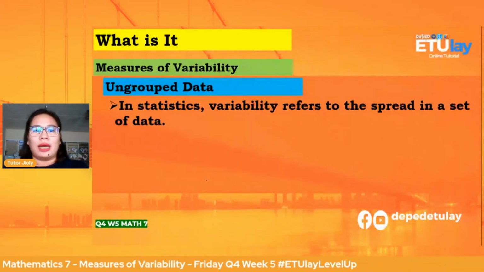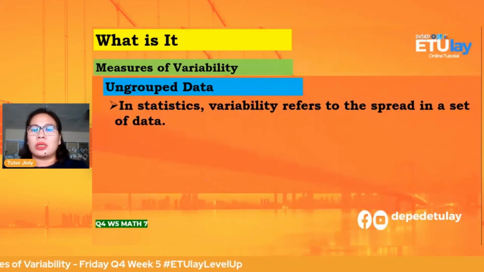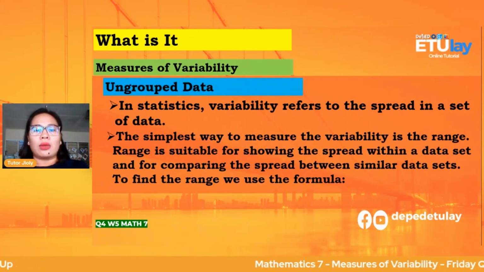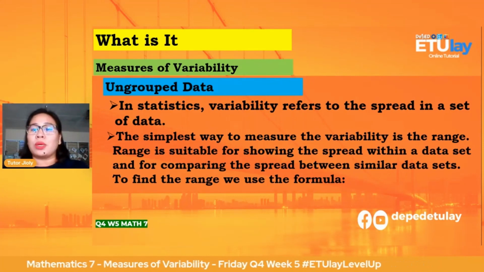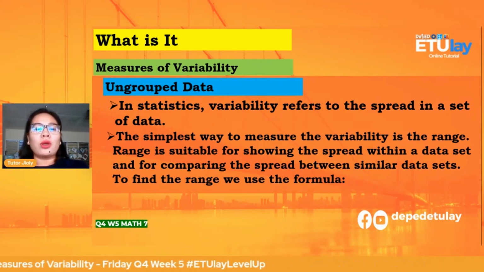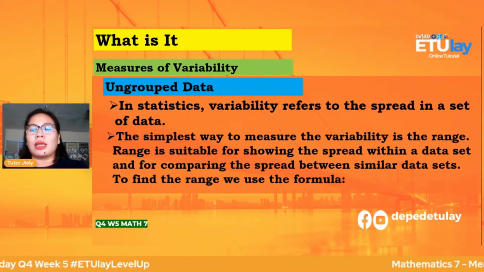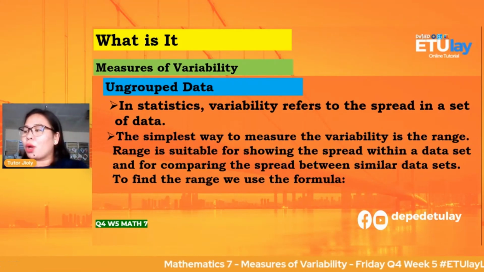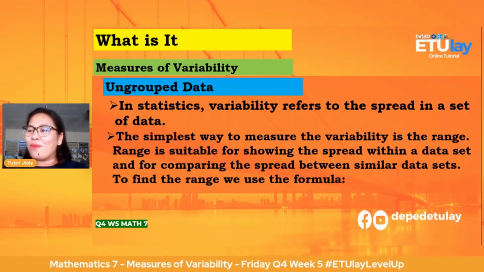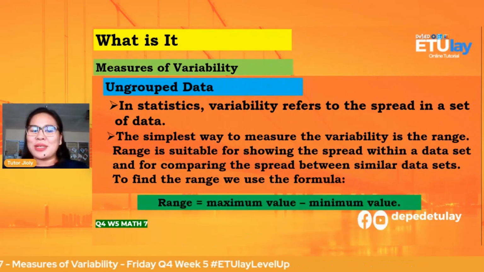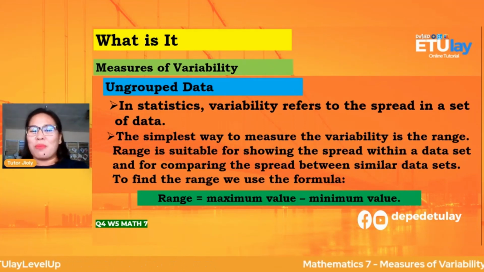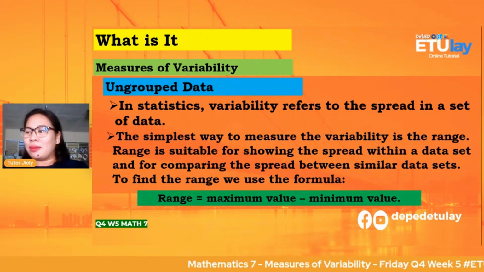For the ungrouped data, in statistics, variability refers to the spread in a set of data. The simplest way to measure variability is the range. Range is suitable for showing the spread within a data set and for comparing the spread between similar data sets. To find the range, we use the formula: range is equal to maximum value minus minimum value.